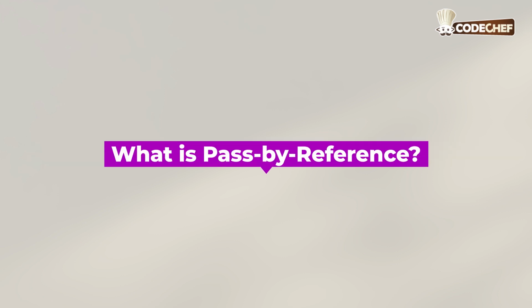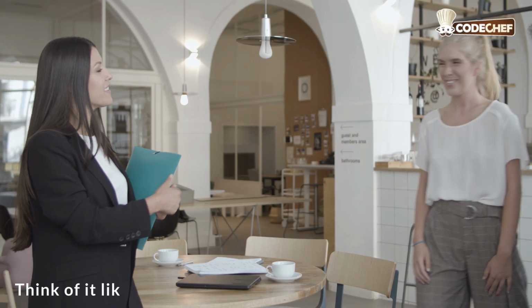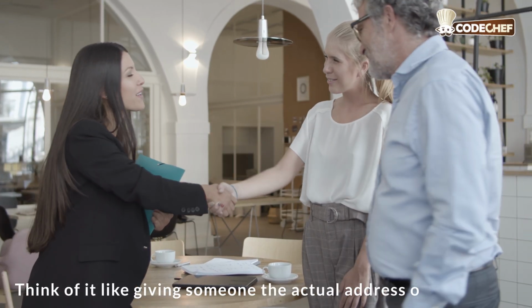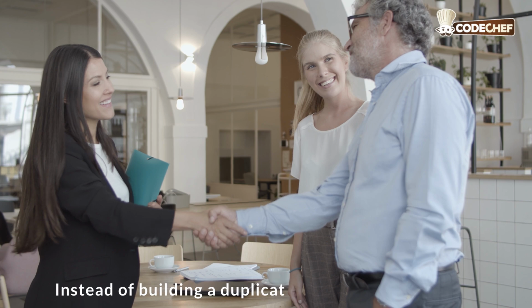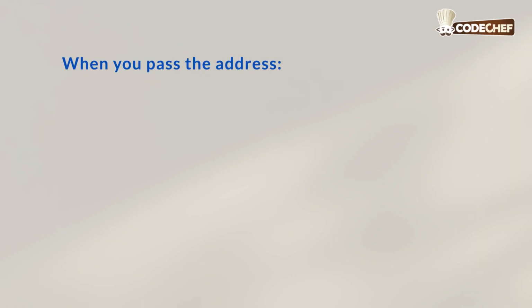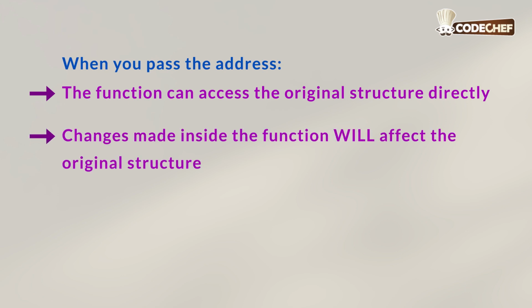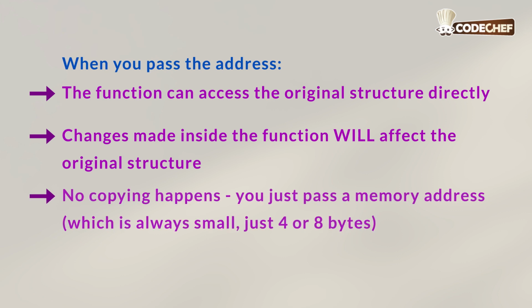What is pass-by reference? Pass-by reference means passing the address of a structure to a function, not a copy. Think of it like giving someone the actual address of your house instead of building a duplicate house for them to visit. When you pass the address, the function can access the original structure directly. Changes made inside the function will affect the original structure, and no copying happens. You just pass a memory address, which is always small, just 4 or 8 bytes.